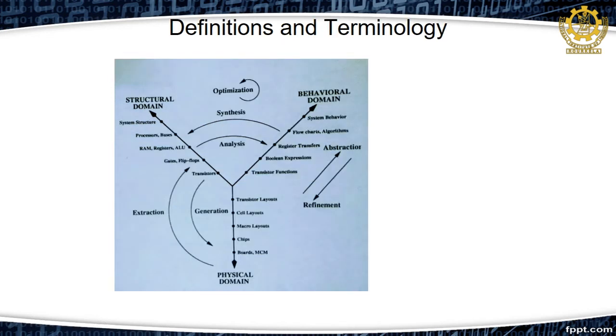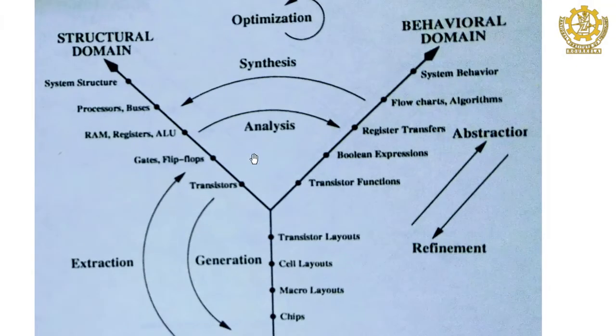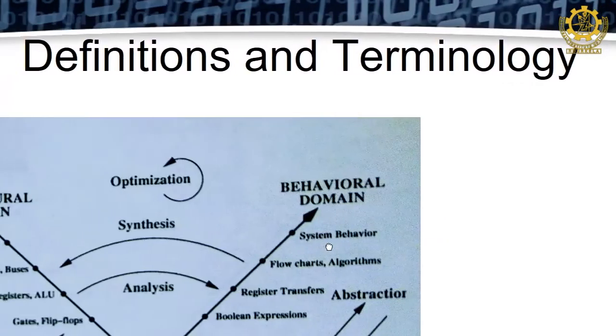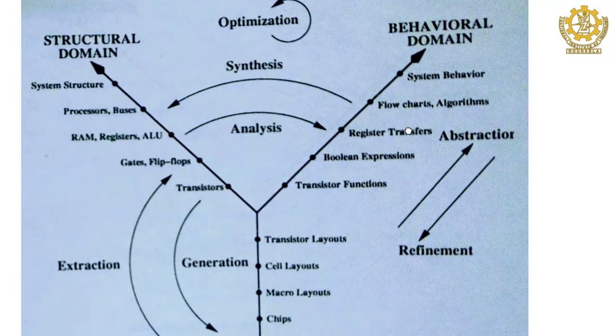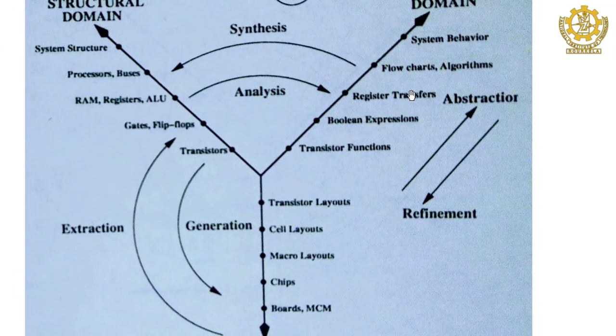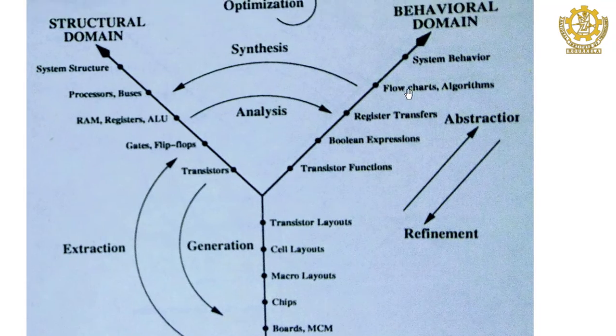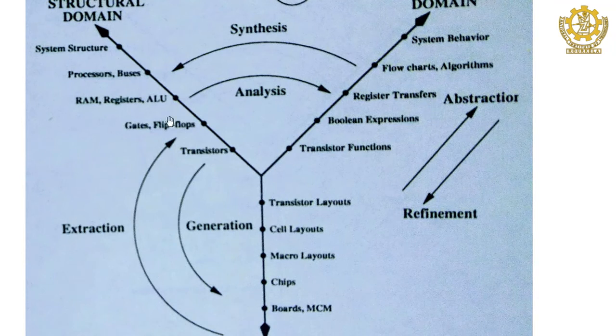Then we have another 2 terminologies. These are the definitions and terminology used in VLSI. I told a few definitions you may already know by this time: synthesis, analysis, abstraction. Synthesis is a process where, if your algorithm or RTL code is given, by using synthesis you can create your hardware. That means if the behavioral level is given, by using the synthesis process you can create your structural netlist or gate level netlist. That is called synthesis.